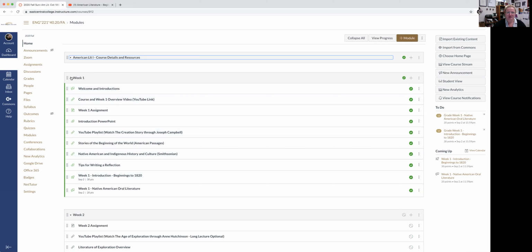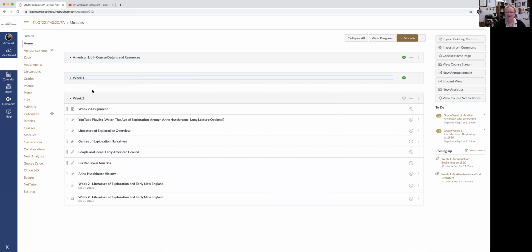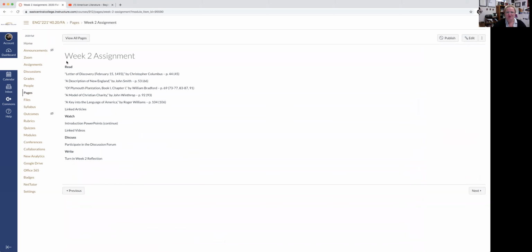So I'm going to go ahead and close week 1, and we're going to look at week 2. All of this will be green and open by the time you're looking at it. So if we look at week 2 assignments, you're going to have the same structure of the assignment format every week. Read, watch, discuss, and write. So the reading, this comes from your text list.